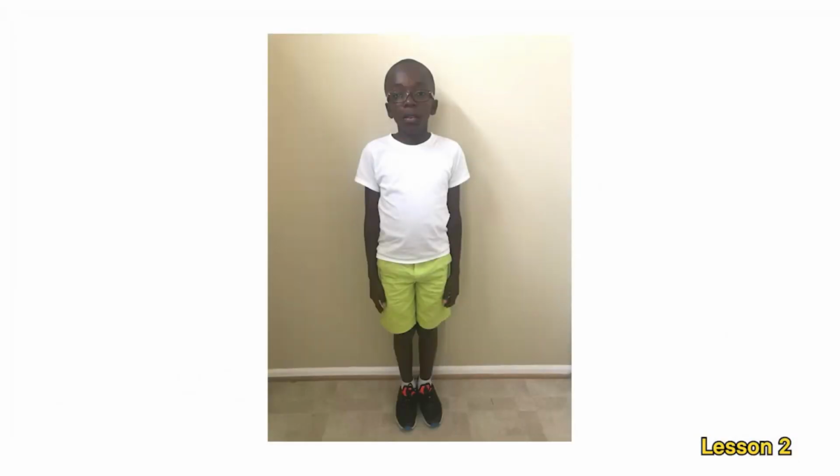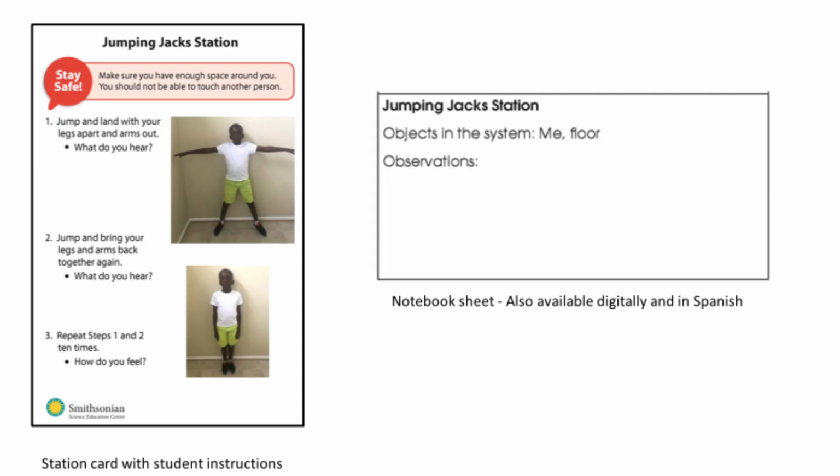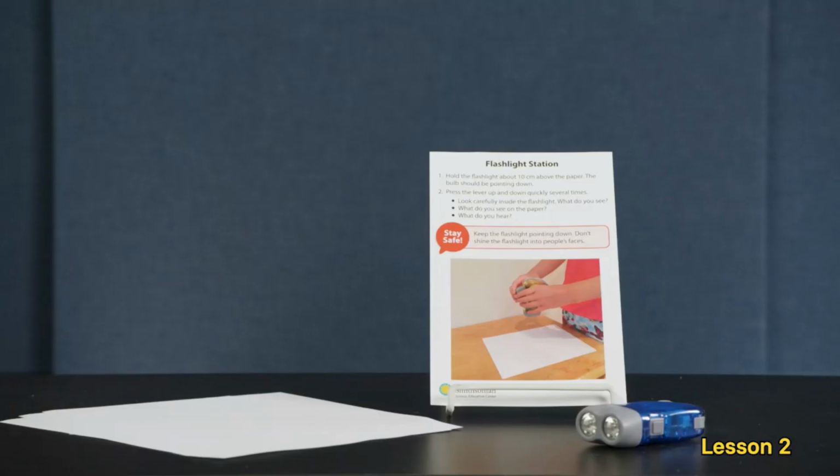Choose a space with enough room for students to stand with their arms out without touching their neighbors. Put a jumping jacks card at this station. Put 3 flashlights, 3 pieces of white paper, and a flashlight card at a station.